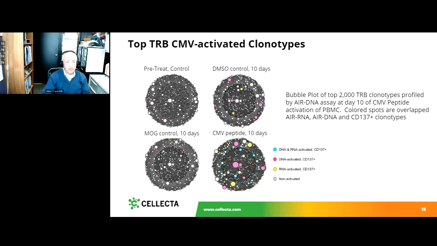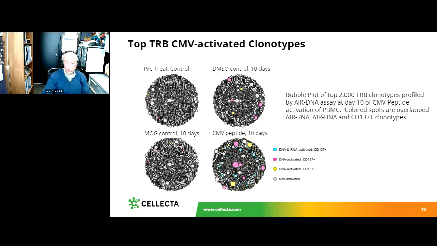If we stimulate PBMC cells from a normal donor with CMV peptide, we can see a bunch of activated clonotypes like shown here on the bottom of the slide. It's important to mention that the data are not perfect, because if we just take the DMSO control, we also can see some activated clonotypes. The question is how to identify the correct clonotypes from these studies.